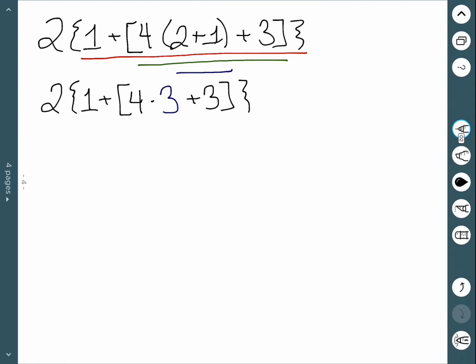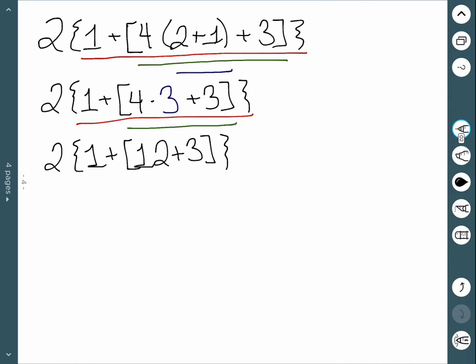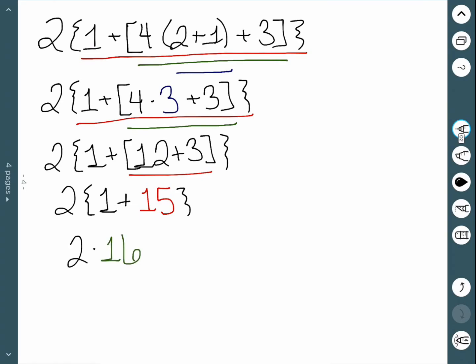Once again, we started our first grouping symbol moving left to right. And inside of there, order of operations says to do the grouping symbol first. Inside of there, the first thing we would need to do according to order of operations is the multiplication, the 4 times 3. And then now we have the 12 plus 3. We're now down to just one grouping symbol, and 1 plus 15. That just gives us 16. So then finally, 2 times 16 is 32.